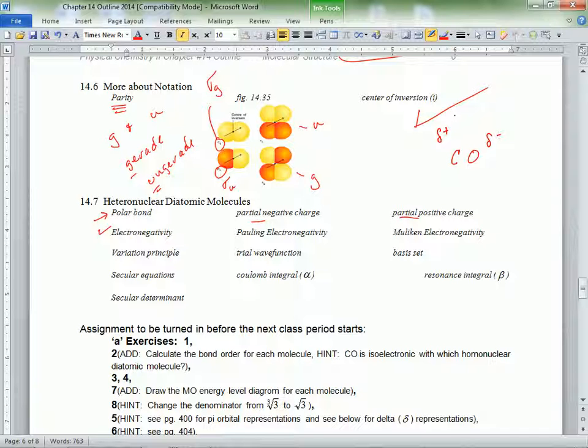The last concept here that the book wanted to get out of this chapter is this idea called the variation principle, where, let me write the Schrödinger equation here.